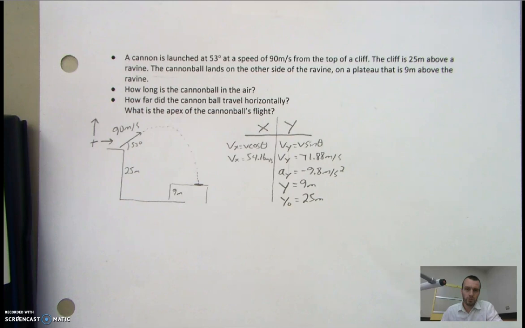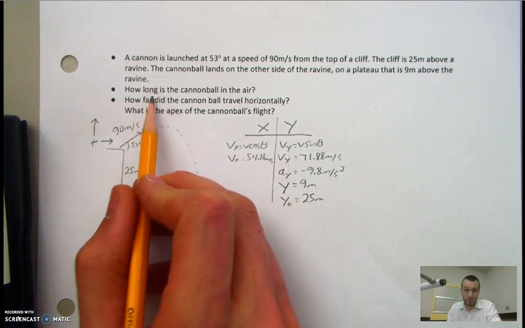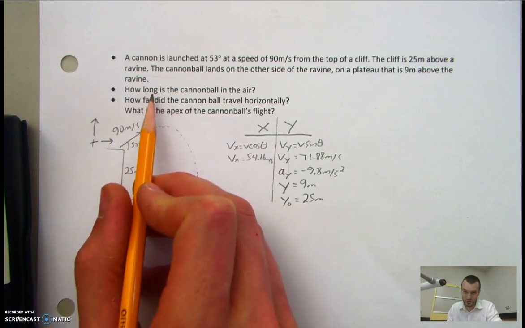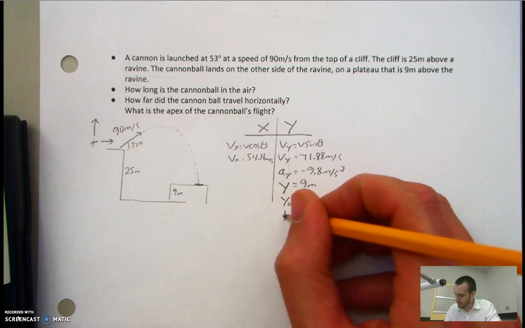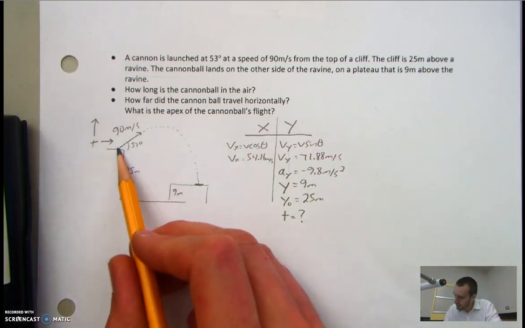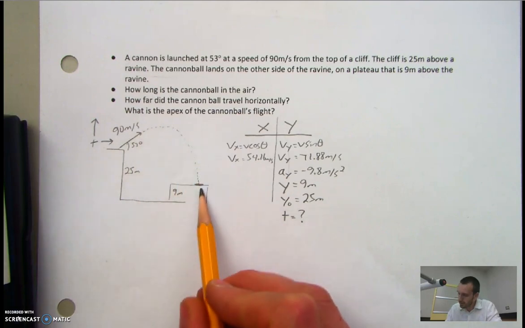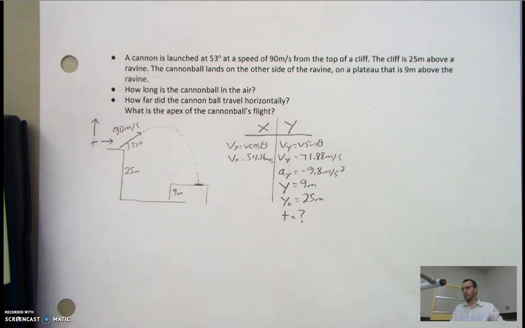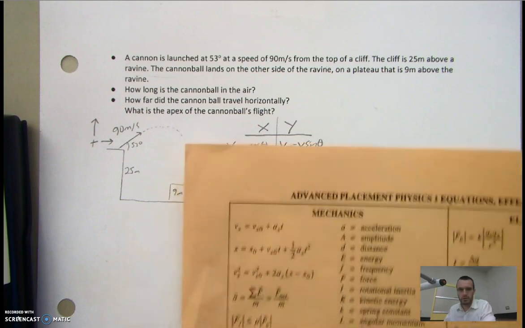Now, a lot of times in these word problems, it will ask you for something in a particular order for a reason. In other words, if it asks you for how long is it in the air first, it's probably because you should solve for it first. So how long is it in the air is going to be related to time. So we've got to solve for the time it takes to go up and come all the way back down and land over here.